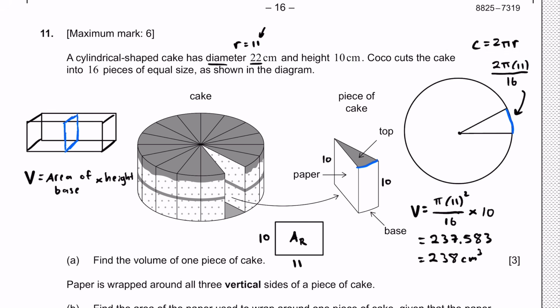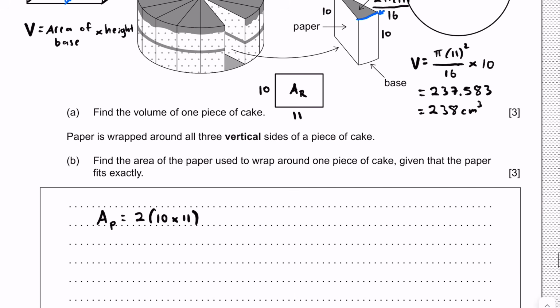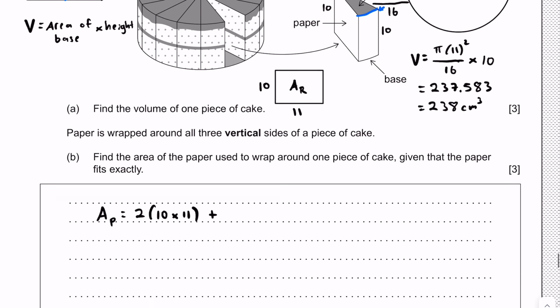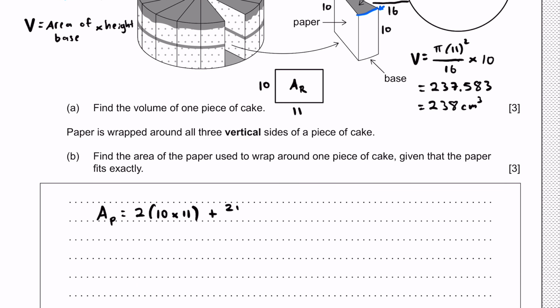That's this portion right here. So we've got these rectangular faces, 2 of them, 10 by 11. Now we also have this curved face. We only have one of those. 2 pi times 11 over 16. So 2 pi r over 16.